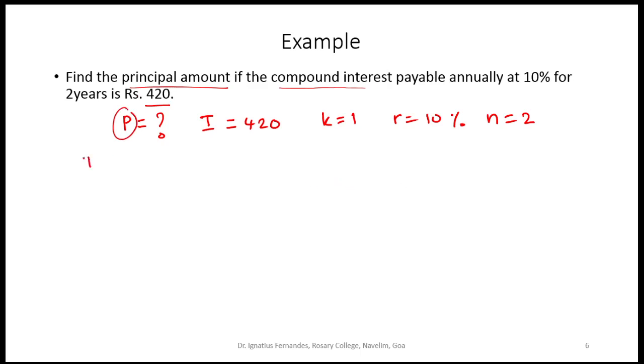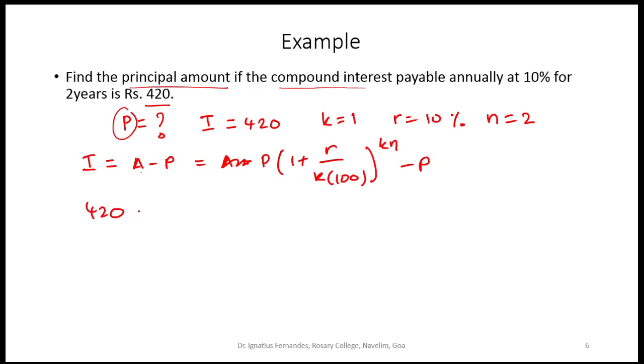What we do know is that interest amount is A minus P, the total amount minus the principal amount. So basically this is equal to A minus P. We know that the total amount A is P into 1 plus R upon K into 100 raised to Kn. So A is this formula we know, and this minus P as it is. Okay, so this interest amount is 420 that is given to us.